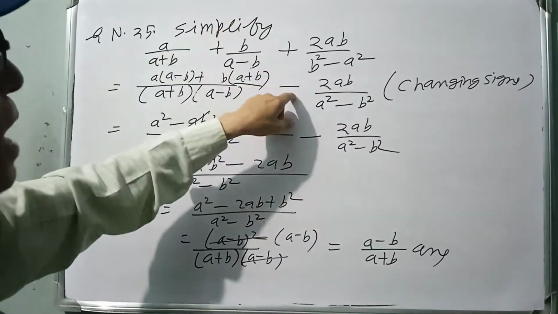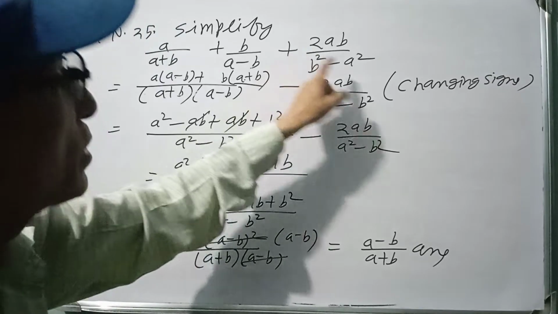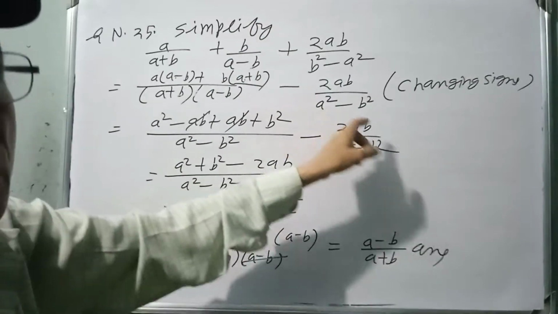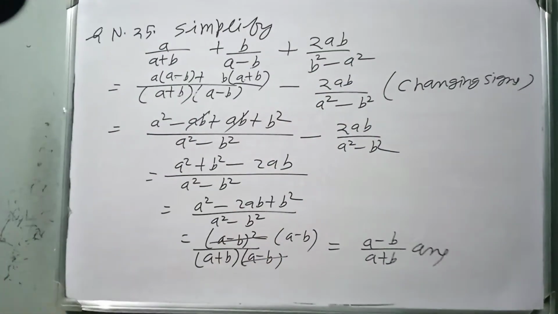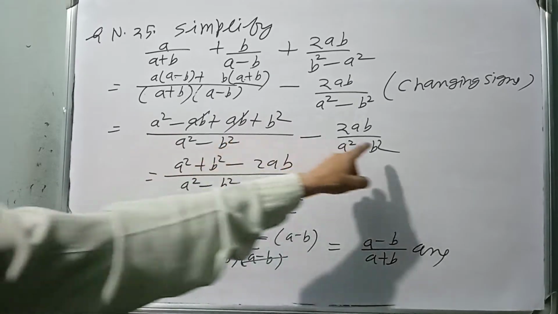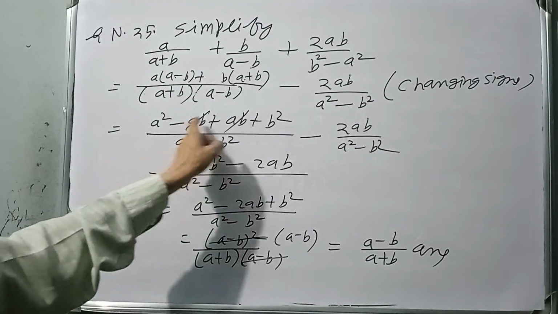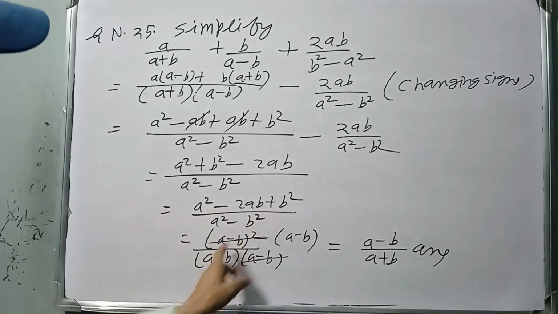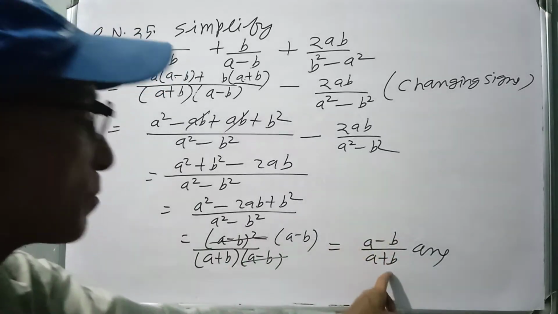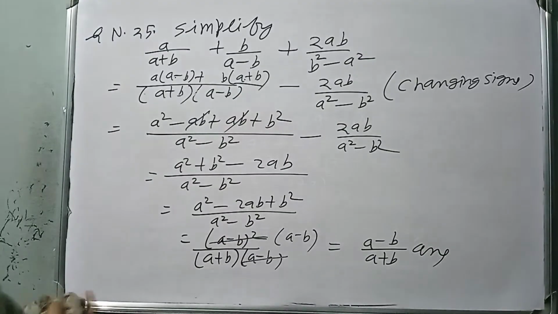That is, after changing plus to minus, minus a square becomes plus a square and plus b square becomes minus b square. Change the sign of the numerator and change the sign of all terms of the denominator. Minus becomes plus and plus becomes minus. Finally, a square minus b square. There is also a square minus b square. LCM numerator a square plus b square minus twice ab, that is a minus b whole square upon a plus b into a minus b. Cancel. A minus b upon a plus b is the simplified answer.